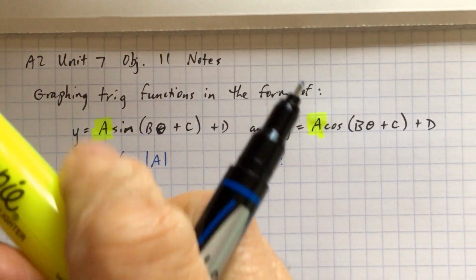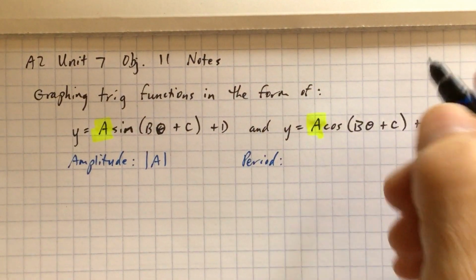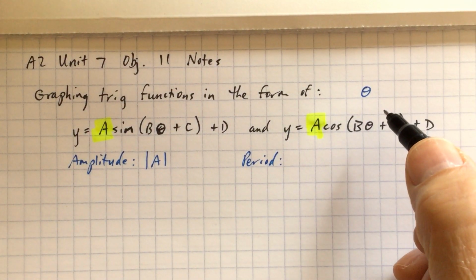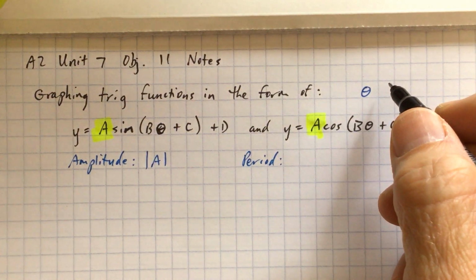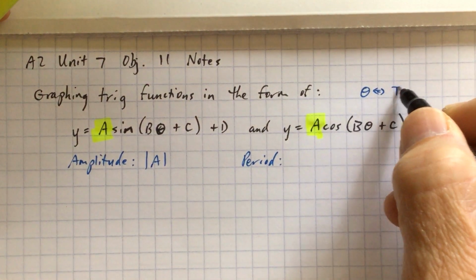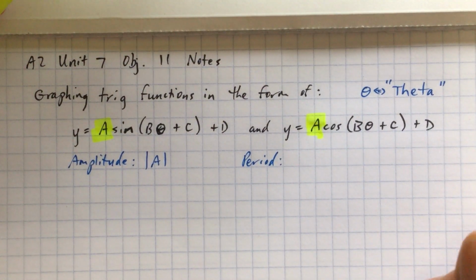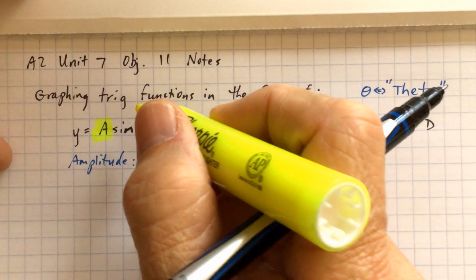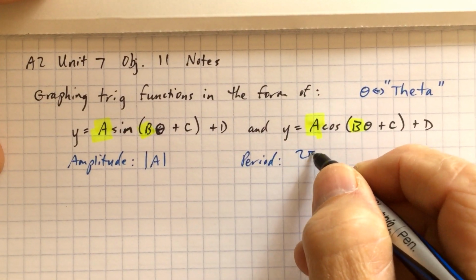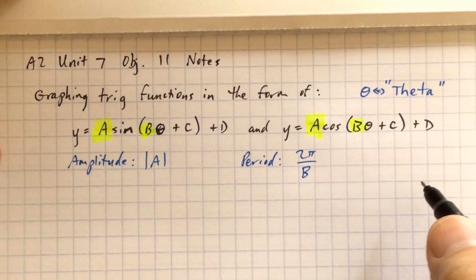And then you've got a number that's the coefficient of the angle, and the angle is theta. Many times we use Greek letters to represent angles or angle measures, and this is what we call theta. It's a Greek letter. The number in front of the theta is always going to be what we call b, and to figure out the period, we just take 2 pi and divide it by b. So these are two really important things that you need to know.